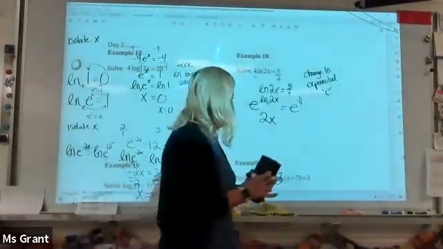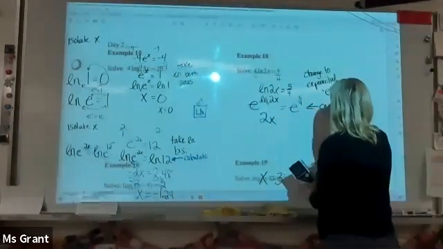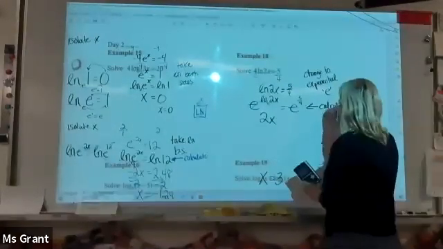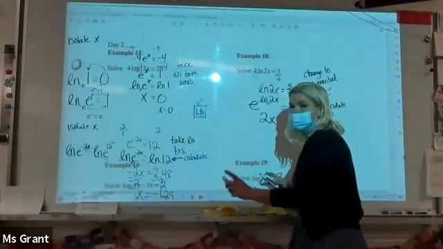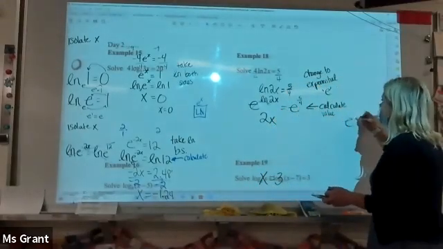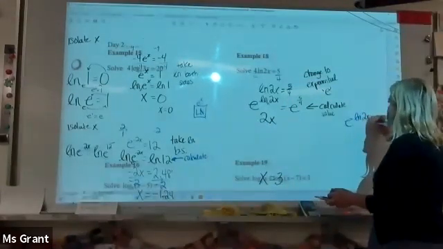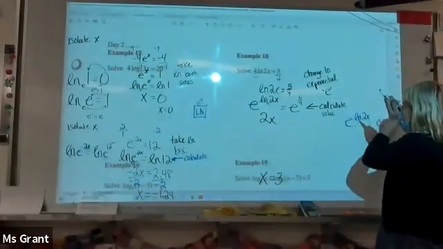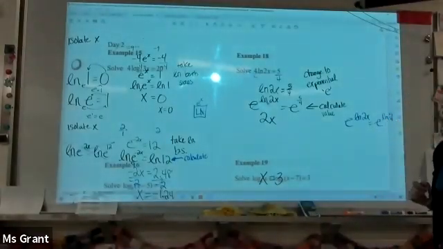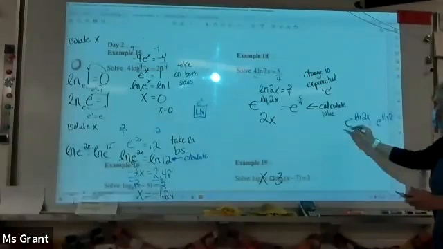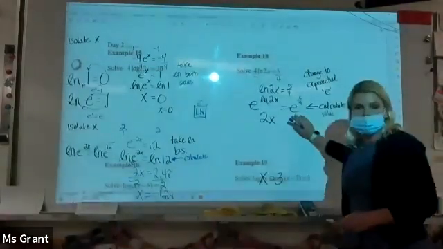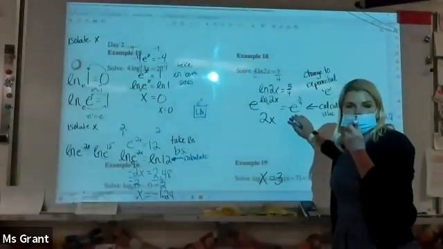You have to calculate this value. Because again, this is what it did not say. It did not say e to the ln of 2x equals e to the ln of 5/4. It did not say that. That's what makes you have to calculate the actual value of this number.